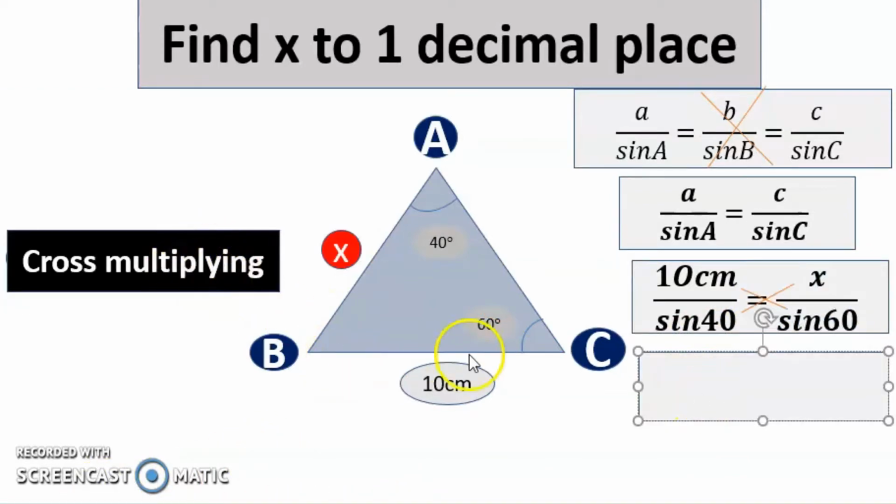So by cross multiplying here, we are having x times sine 40. We are going to multiply the two together. x times sine 40 is equal to 10 centimeters times sine 60. Okay, so we are going to multiply those two together.